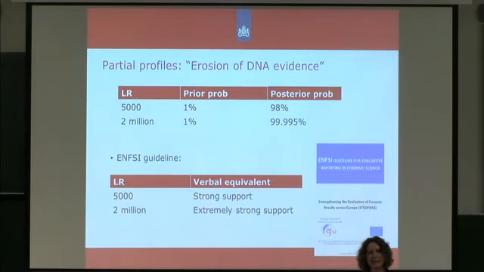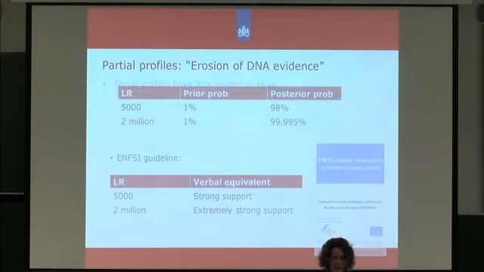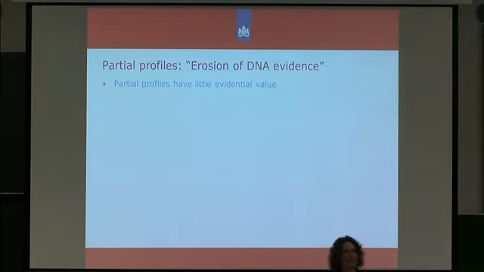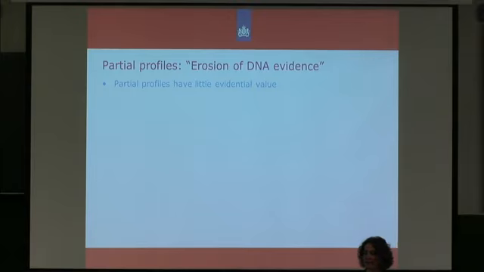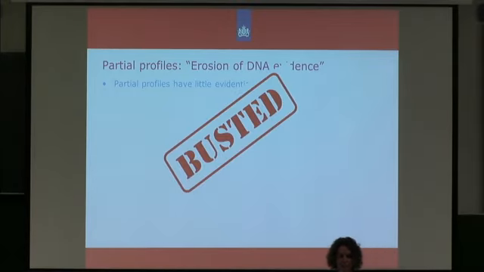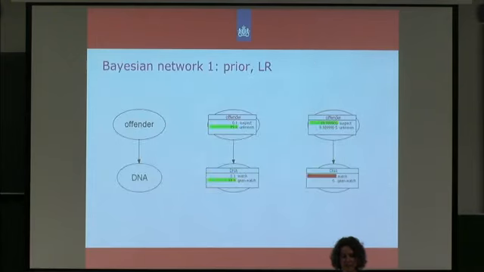And if you look at this entry guideline, that some people like and some people hate, well, the likelihood ratio of 5,000 is called strong support, and 2 million is extremely strong support, which is the largest category. So this is a myth. It doesn't have little evidential value. This is busted. There's no general rule saying partial profiles have no evidential value.